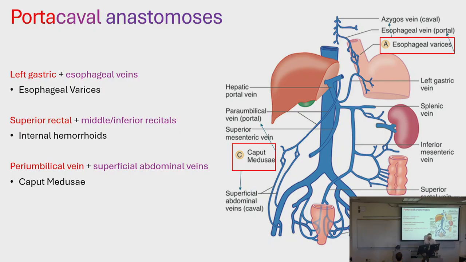Portal system, okay. It's also color-coded, I'm sorry for those that are colorblind, but portal is going to be in red, caval is going to be in purple. So left gastric is going to be portal. All right, the esophageal veins are from your vena cava, or off of that system. So they have a junction or anastomosis where they come together. When there's backup, you get esophageal varices.